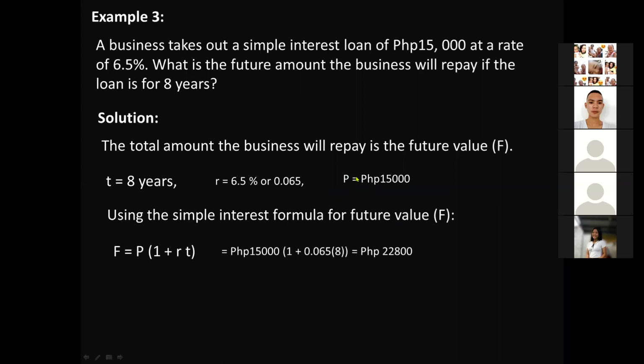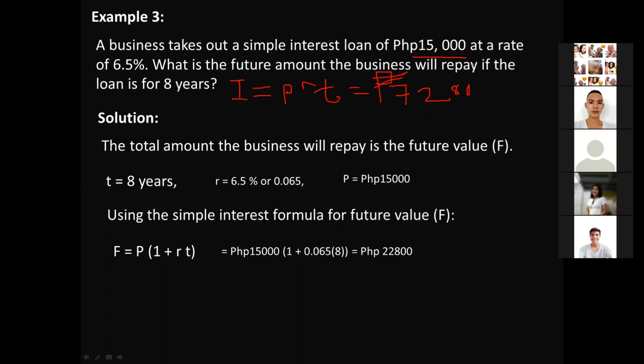22,800. So ang ginawa ni Martin, ganito: inalap muna niya yung I is equal to PRT. So, direct substitution, nahanap niya is 7,280. Okay? So, kapag idinagdag niya yan sa 15,000, ito rin yung sagot na makukuha. Si Jason naman, diniretso niya.